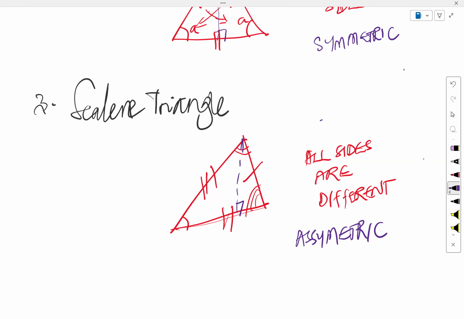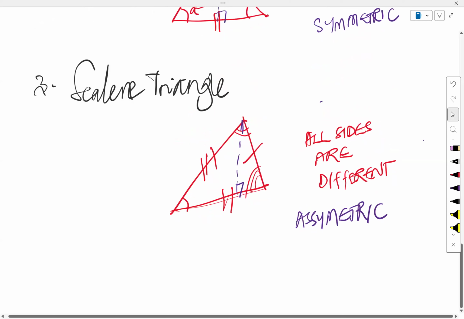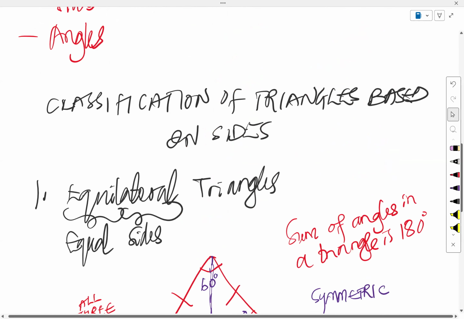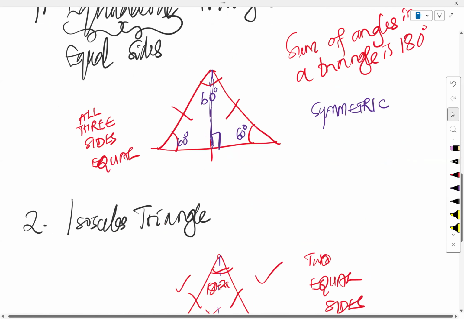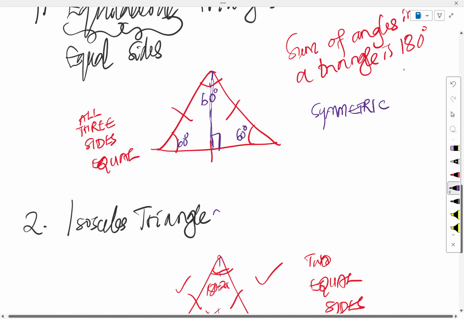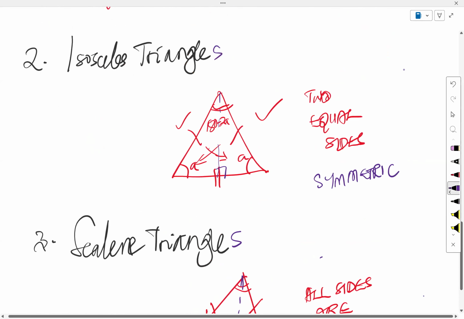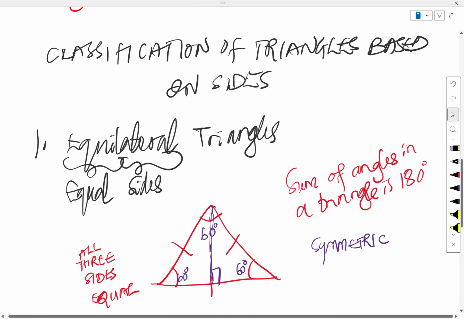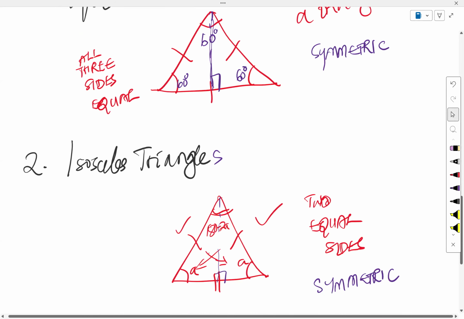All right. So now we have talked about the classification of triangles based on sides: equilateral triangles, isosceles triangles, and of course, scalene triangles. Now, can we talk about classification of triangles based on angles?